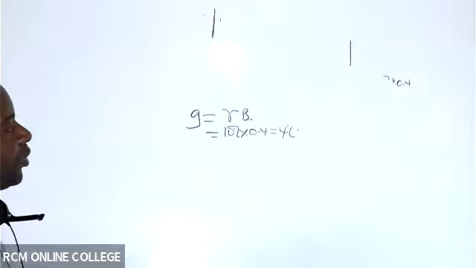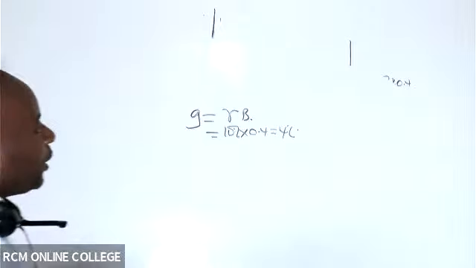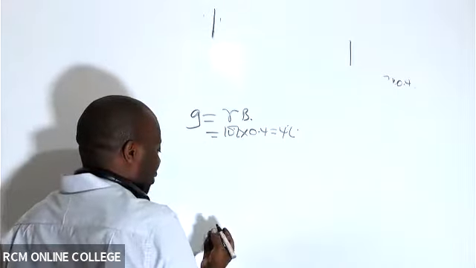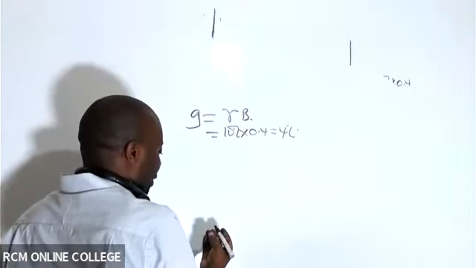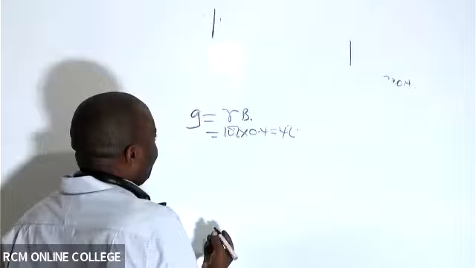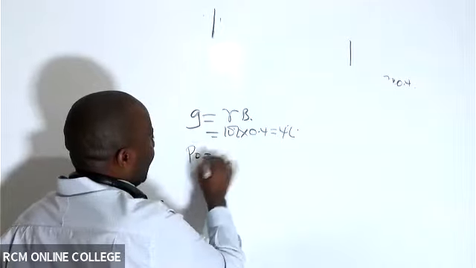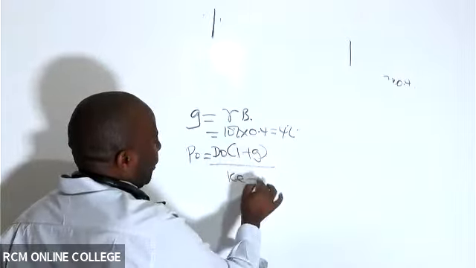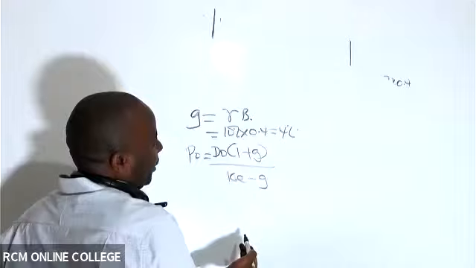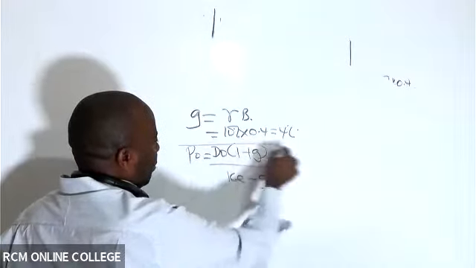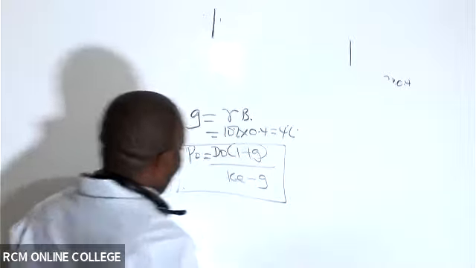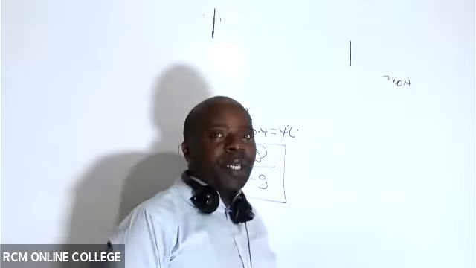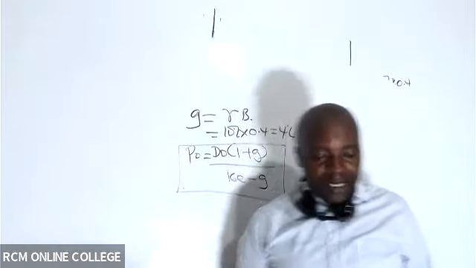Very good. So G is RB. After you've gotten G, at times they'll come and ask you to ascertain the P0, the value per share, which will be D0 times 1 plus G over cost of equity minus G. Right? So I believe up to here you are a little bit comfortable and you'll be able to view this video again and again.